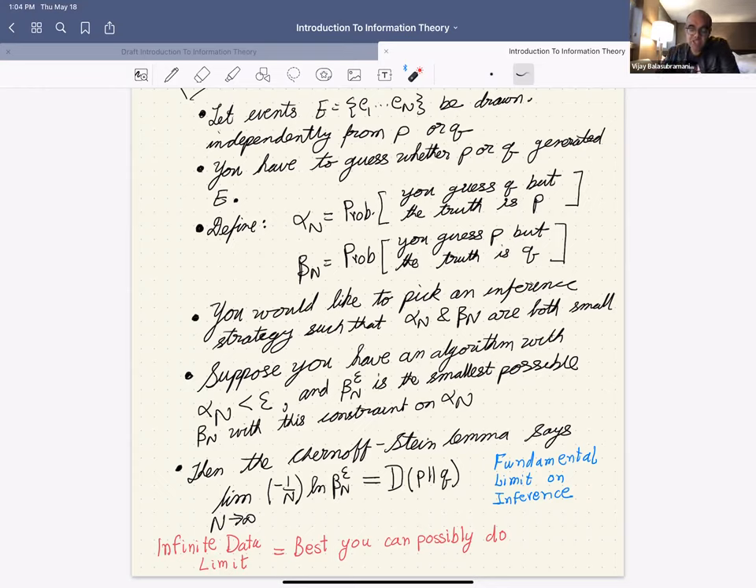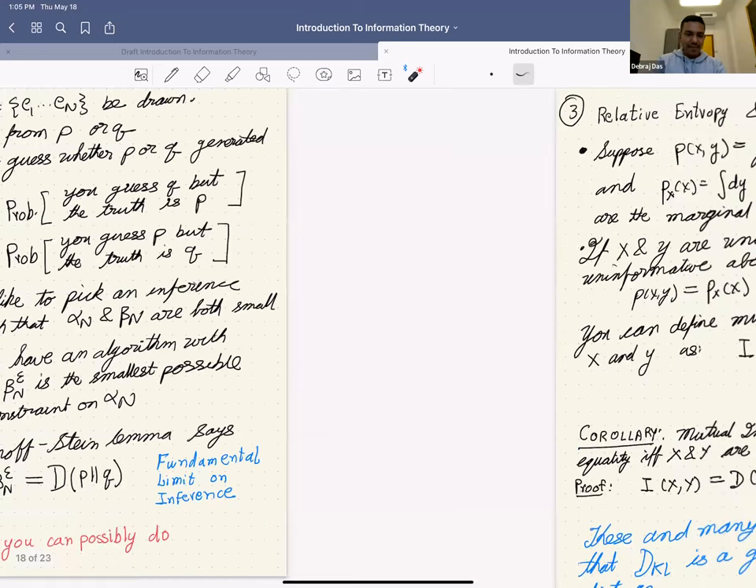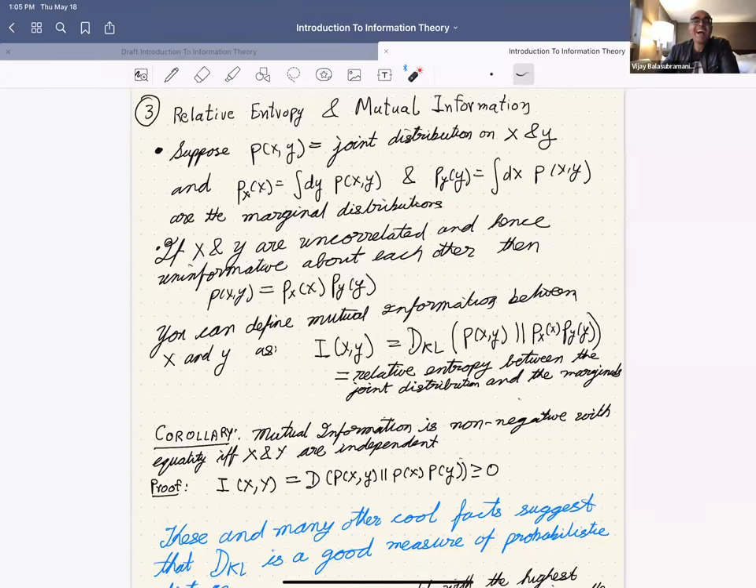So I've moved to the third page. I don't know if you can see it yet. Do let me know if you can. No, I think we still see infinite data limit, best you can possibly do. Okay, so let's wait for page 3. Tell me when you see page 3, okay? Yeah, sure. Again, I'm sorry about the delay, but there's nothing to be done. Yes, no worries. Okay, so we can see half of it. Yes, now it's fine. Great.